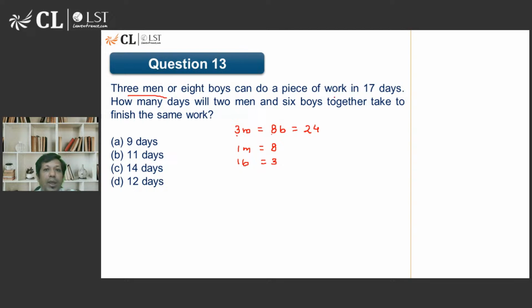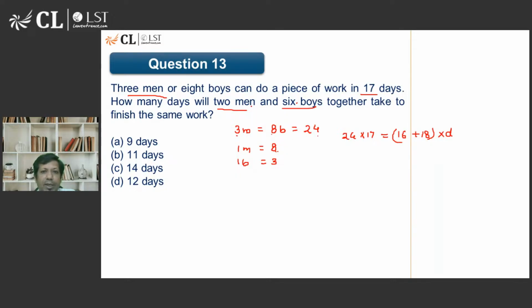Now 3 men can finish a job in 17 days. So 3 men are going to do 24 units in how many days? 17 days, and that's the total work. Now the question is saying there are 2 men and 6 boys. So 2 men means 16 units. 6 boys means 18. And in how many days? D days.